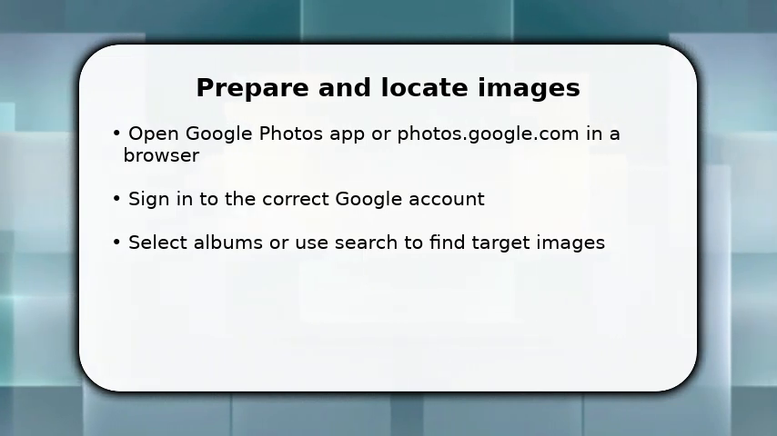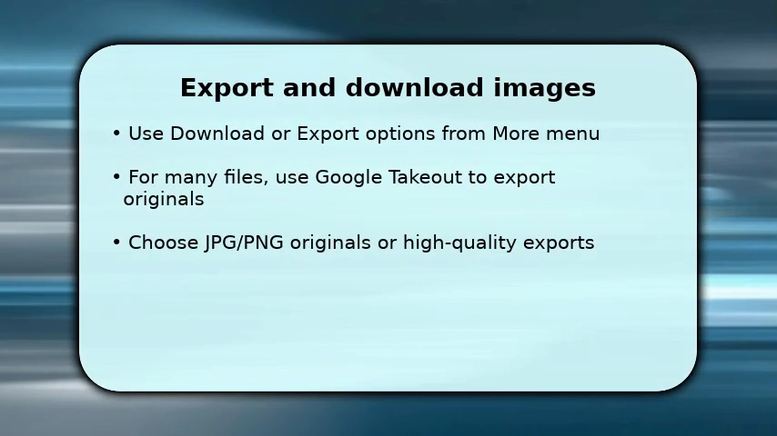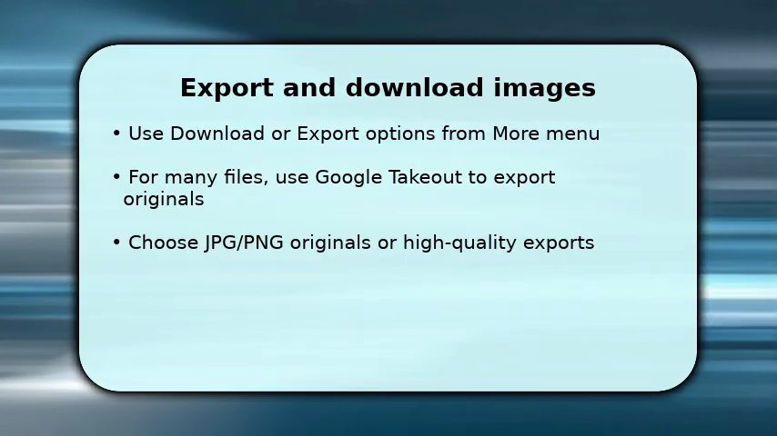Next, you choose how to extract normal photo files. For single images, click the three-dot More menu and tap Download to get the original JPG/PNG.